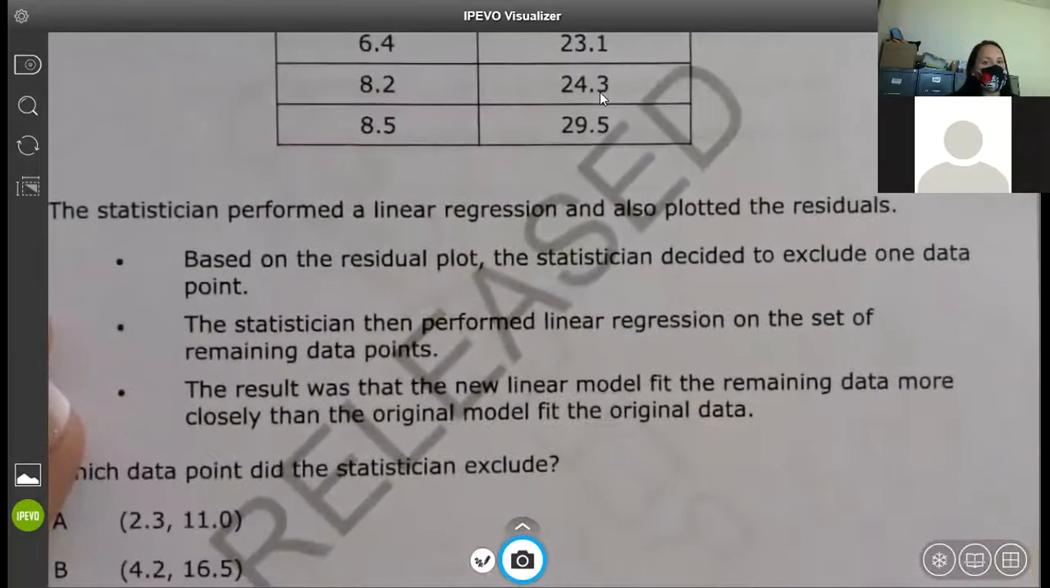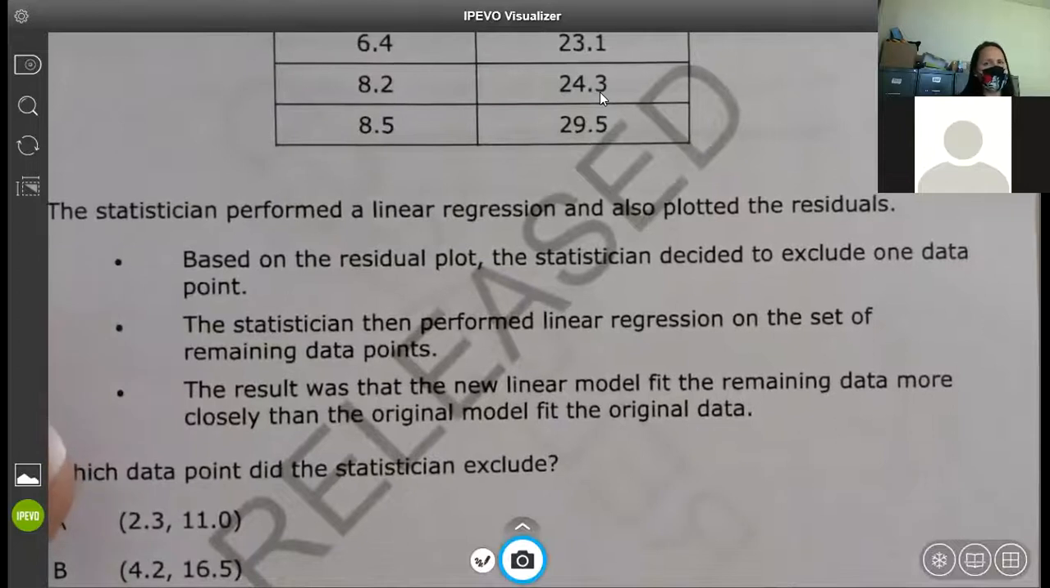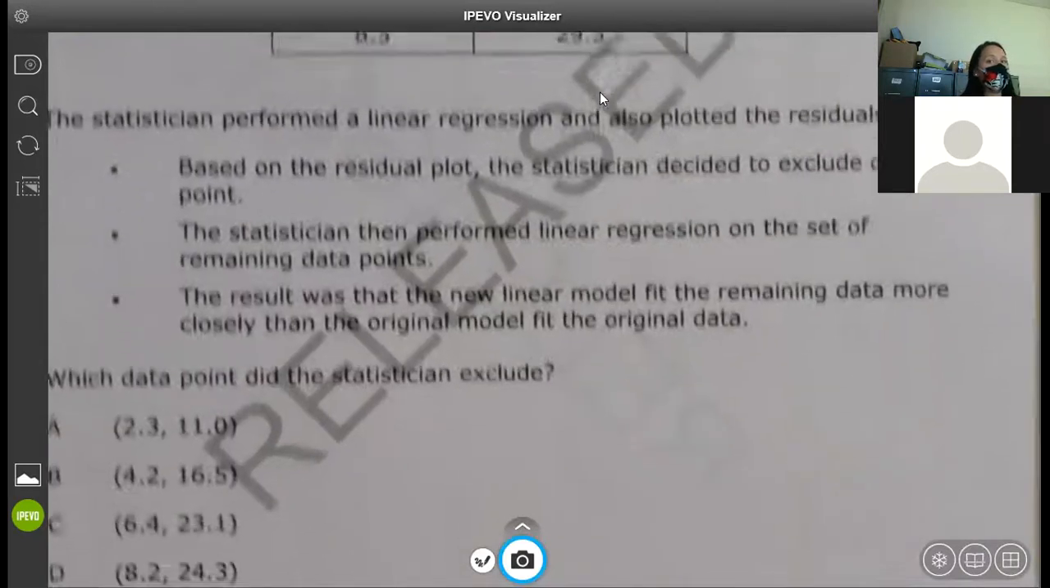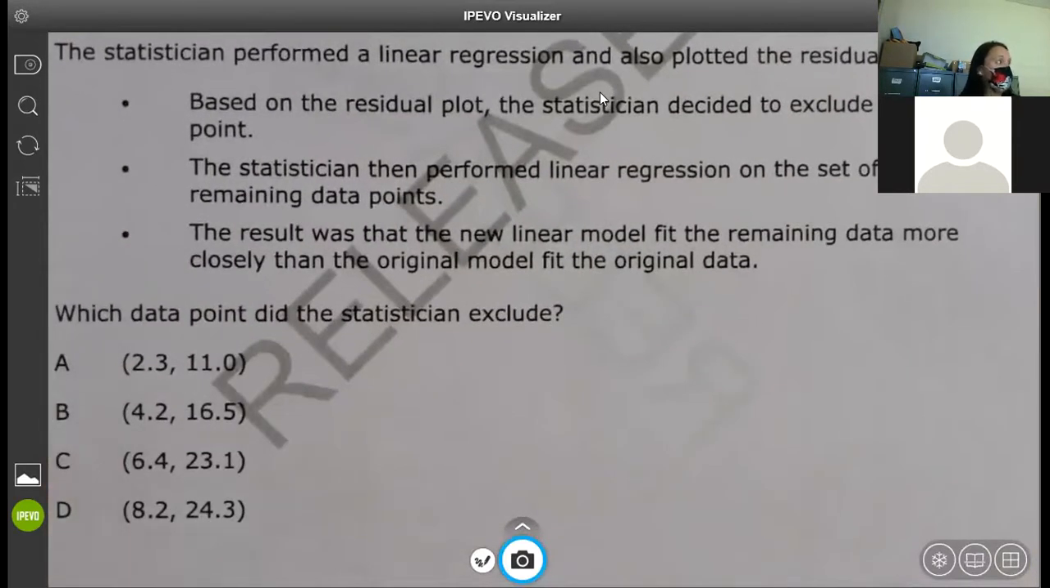All right, so this is what it said. The statistician performed a linear regression and also plotted the residuals. We don't care about the residuals, so don't worry about that right now. Based on the residual plot, the statistician decided to exclude one data point. Those points that he chose to, one of these is what he chose to exclude. He then performed a linear regression. That's what we just did. The result was that the new linear model fit the remaining data more closely.